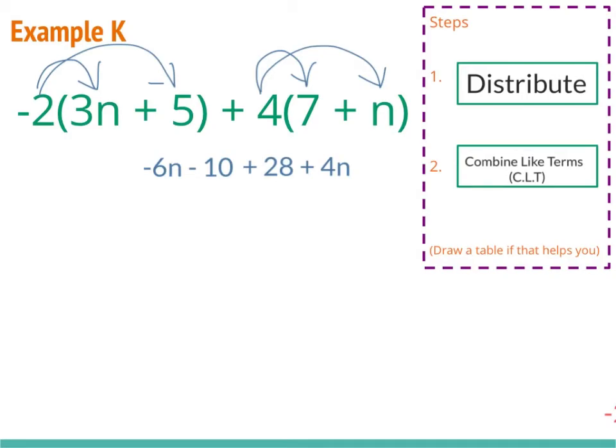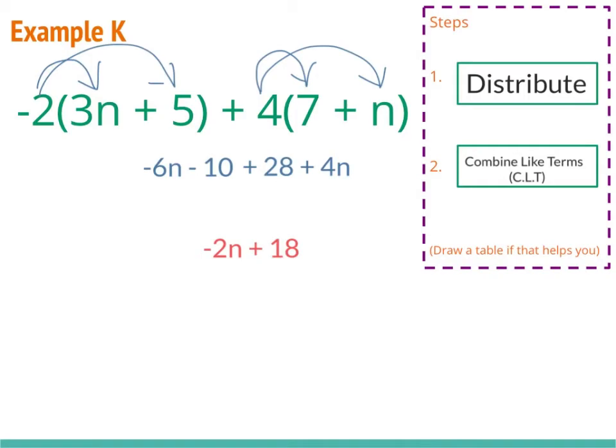Now again, I can combine my like terms. You can use that chart if you want. I think I'm okay. -6n plus 4n is going to give me -2n. -10 plus 28 is going to give me +18. So -2n plus 18 is my final answer.